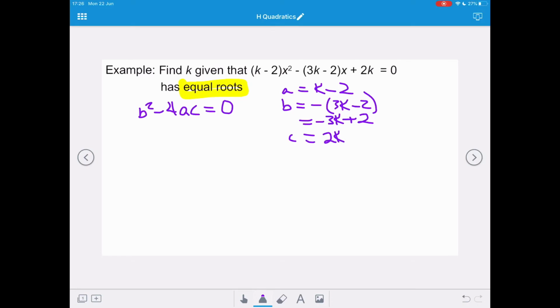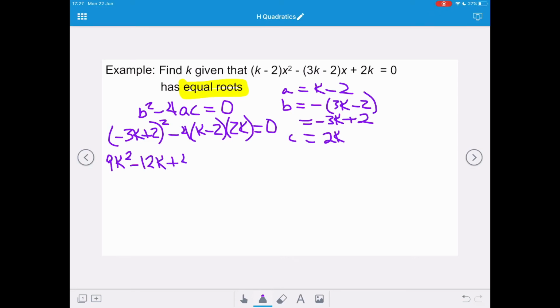So you can see we've got k in all three of our variables this time. So we've got negative 3k plus 2 all squared, minus 4 multiplied by k minus 2 multiplied by 2k, and that's going to equal 0. We're going to expand that minus 3k plus 2 bracket out and get 9k squared minus 12k plus 4. And then we're going to combine our 4 multiplied by k minus 2 multiplied by 2k. We've got negative 8k multiplied by k is negative 8k squared. And the negative 8k multiplied by negative 2 is going to give us a plus 16k. And all of that's going to equal 0.